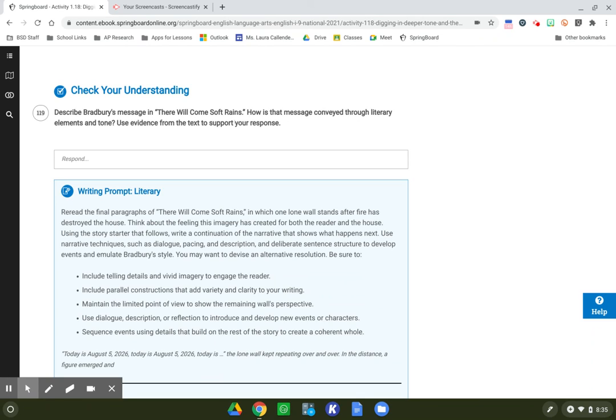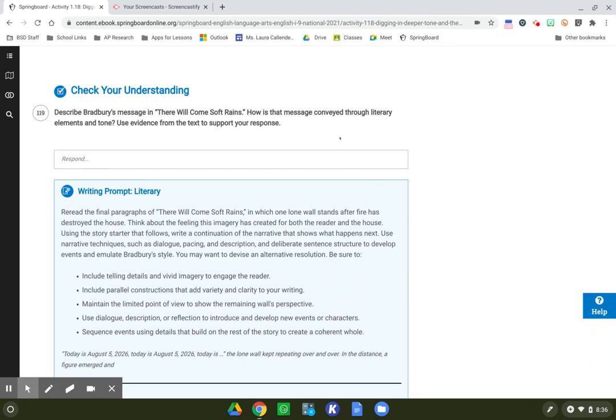So in a Google Doc, you will write a paragraph in which you describe the author's message. So Ray Bradbury's message in There Will Come Soft Rains. So it's asking you not just to tell me what you think the theme is, but describe it. Okay. And then answer this question. How is that message, that theme, conveyed through literary elements and tone?